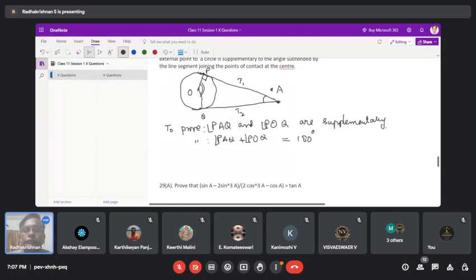Similarly, this angle is 90 degrees. So this is 90, this is 90. So what will be the sum of these two angles, PAQ and POQ? Yes, sir. What will that be? PAQ plus POQ, from the diagram. Go ahead, anybody, please. Akshaya, right? Yes, sir. One second, I'm looking at it.